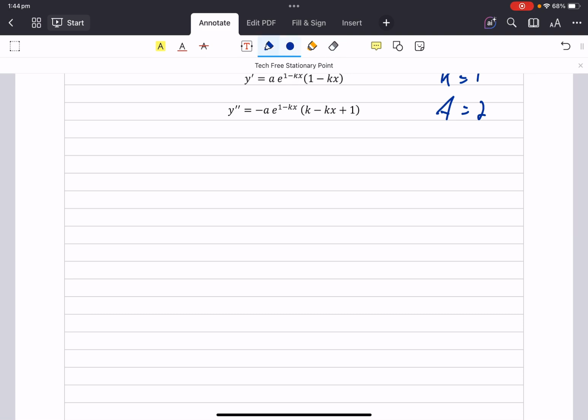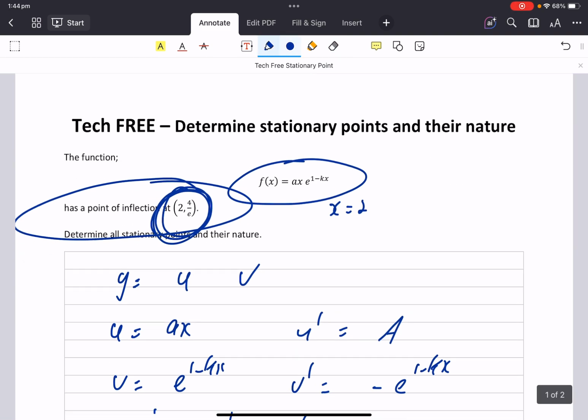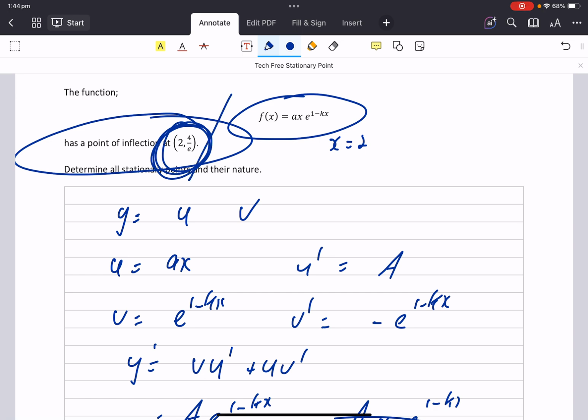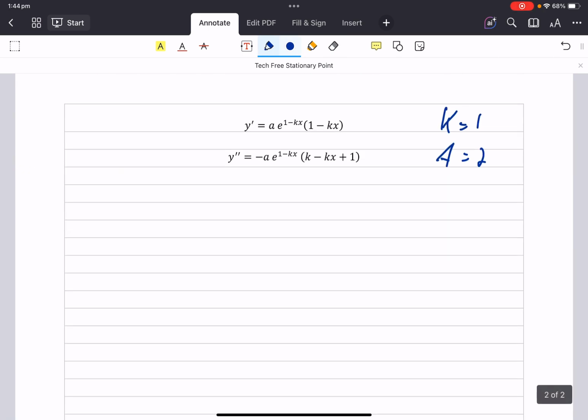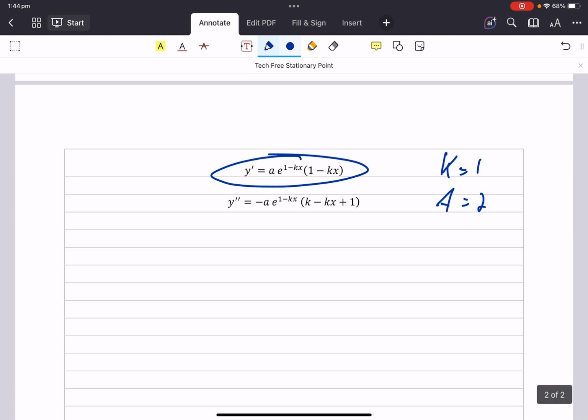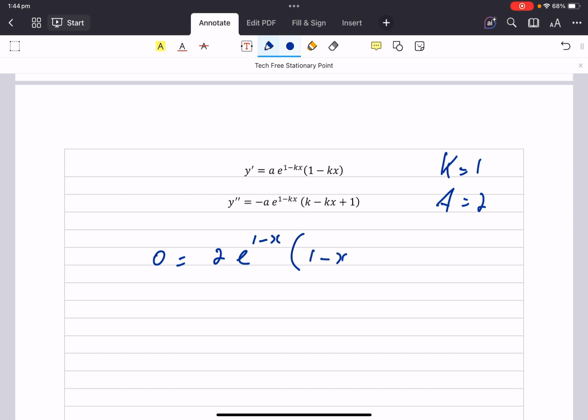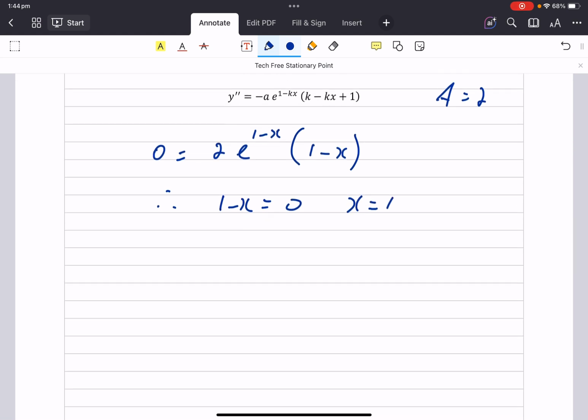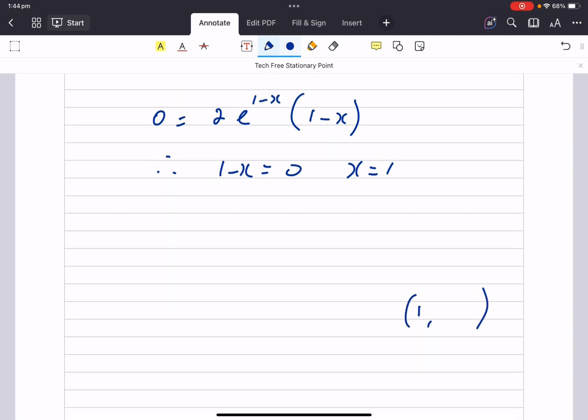So what are we finding? Determine all stationary points and their nature. Stationary points is where the first derivative equals 0. The slope is 0. So I'm going to go 0 equals, now A was 2 and K was 1. Okay, the only way to make that equal 0 by the null factor law is this bracket is 0. So therefore 1 minus x equals 0, x equals 1. So it's the point 1 something, and I shouldn't have rubbed that out.